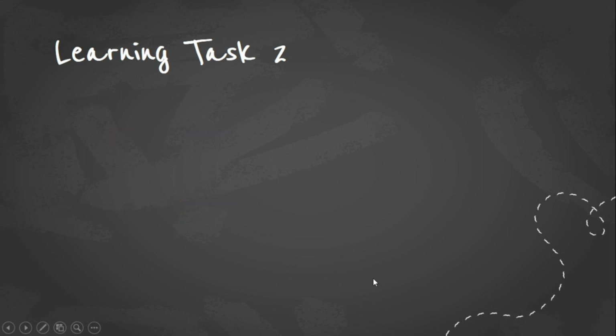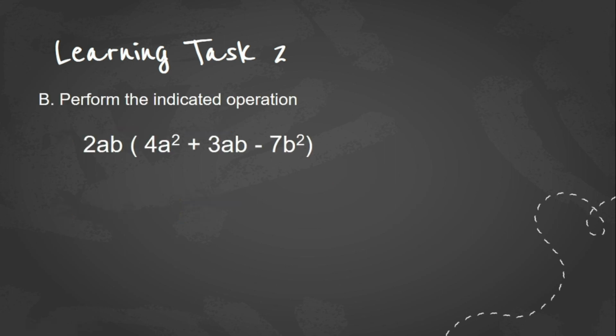Okay, so perform the indicated operation. Kung mapapansin natin, this is for multiplication. So I have here a monomial to trinomial. So I have 2AB, sabi natin distributive. Si 2AB na monomial, di-distribute natin sa lahat diyan sa loob. It's multiplication. So we have 2AB multiplied to 4A squared. That is 2 times 4, that's 8. A times A squared, that's A cube. Si B, wala nang kapareho doon, so that's B.